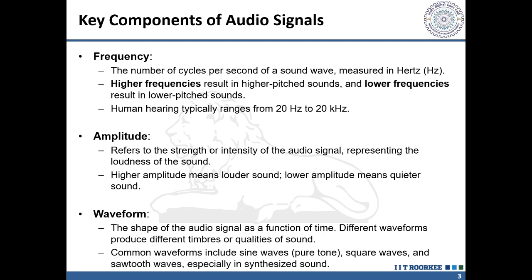The amplitude refers to the strength or intensity. A higher amplitude means a louder sound, and a lower amplitude means a quieter sound. And the waveform, any audio signal has some sort of waveform attached to it, and different waveforms indicate different forms of sounds coming out.